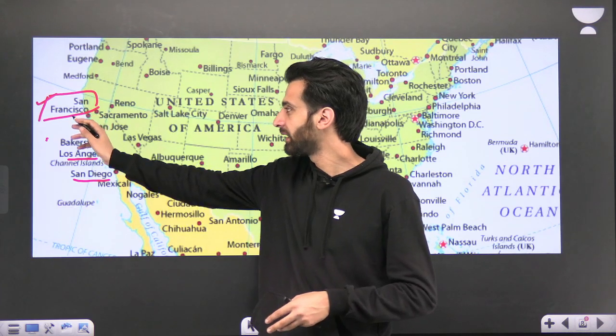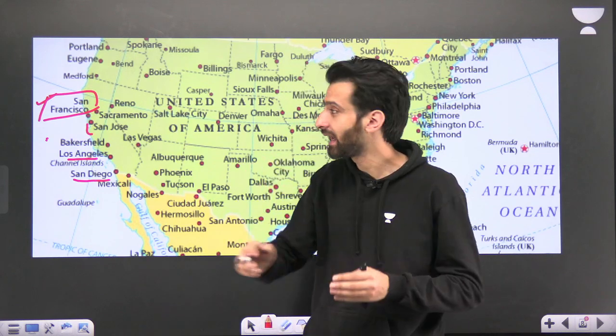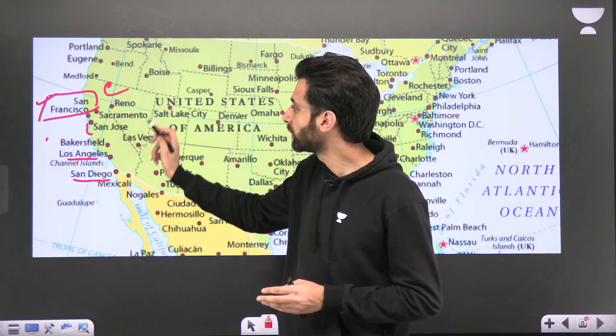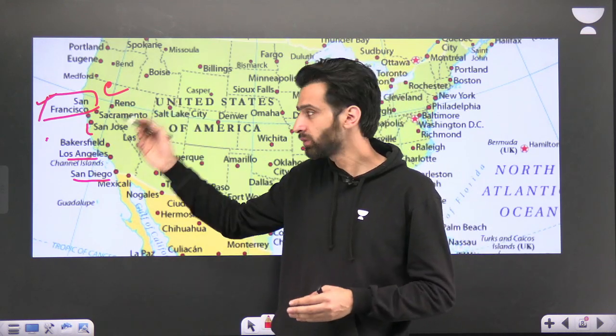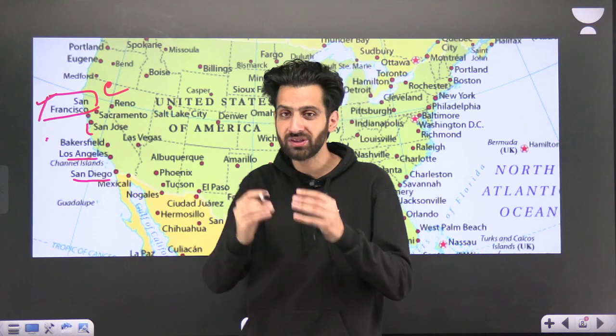We call Bangalore the Silicon Valley of India. This is the Silicon Valley, San Francisco, located in California. This is California. The state is California, and San Francisco is located in it, along the coast. Then we have one more, that is Los Angeles.